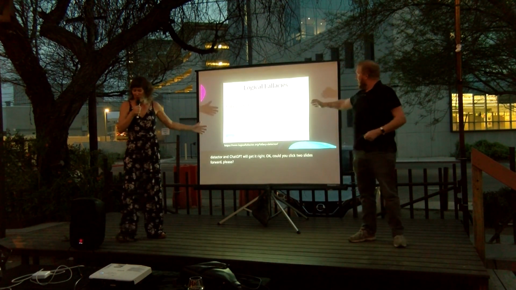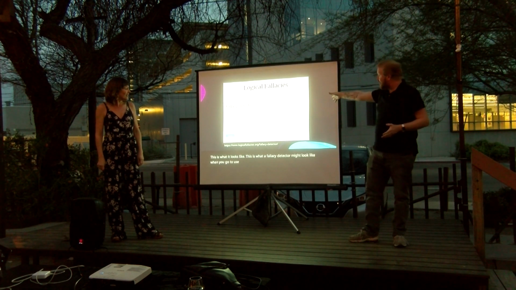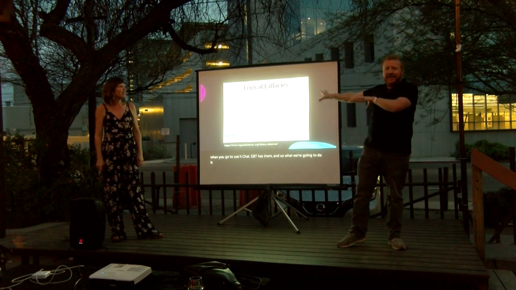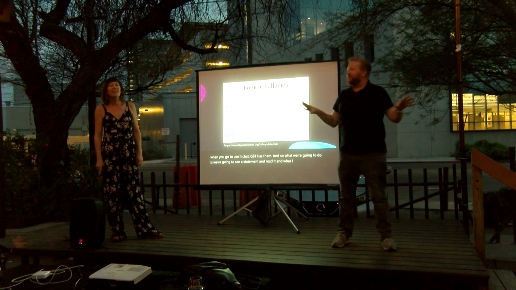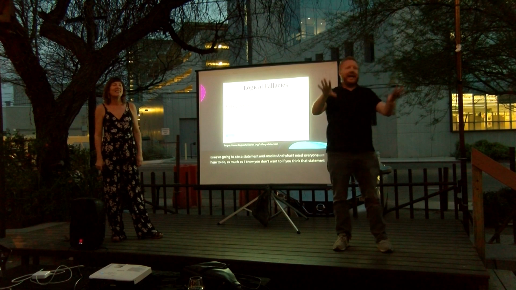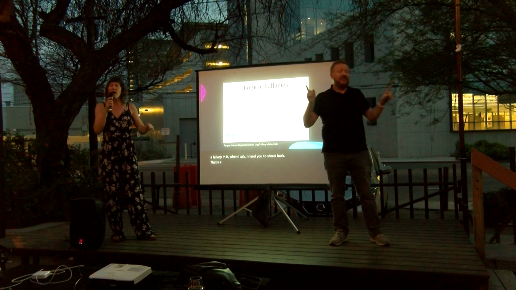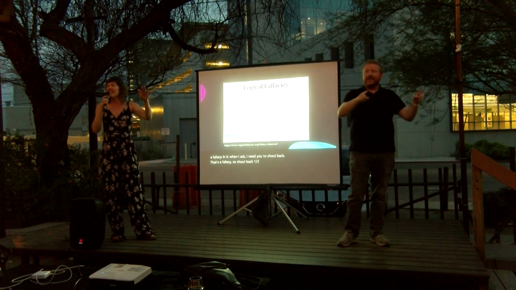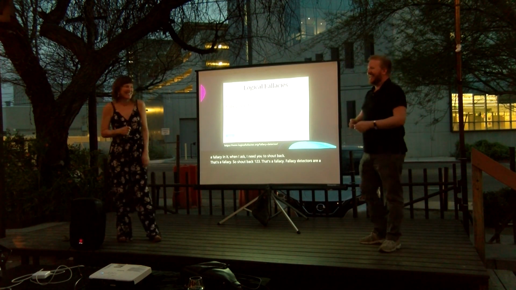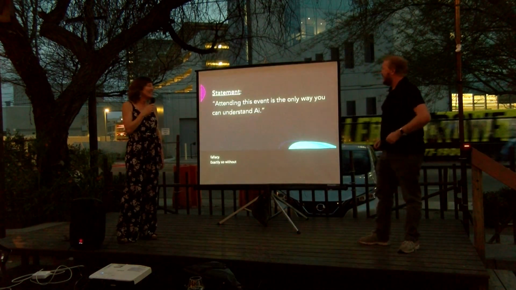This is what it looks like. This is what a fallacy detector might look like when you go to use it. ChatGPT has them. So what we're going to do is see a statement and read it. And what I need everyone here to do, as much as I know you don't want to, if you think that statement has a fallacy in it, when I ask, I need you to shout back, "That's a fallacy!" So shout back. 1, 2, 3. That's a fallacy. First try. Fallacy detectors are a fallacy. Exactly. So, without further ado, let's try the first one.